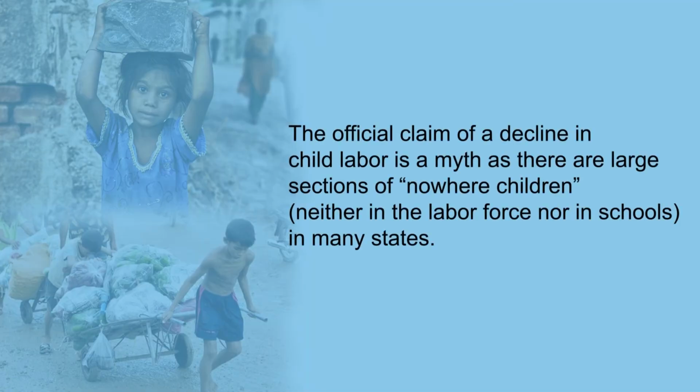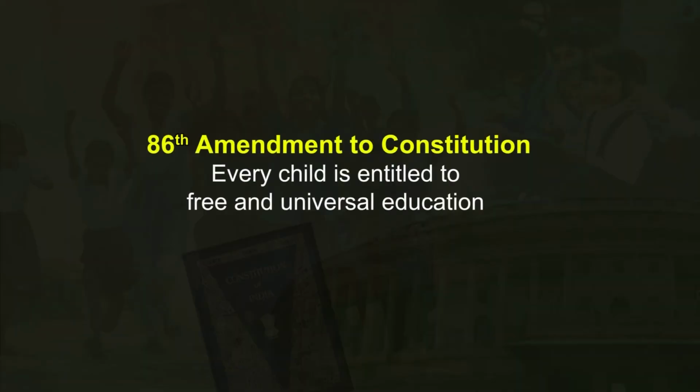On child labour, it is argued that the official claim of a decline in child labour is a myth, as there are large sections of nowhere children, neither in the labour force nor in the schools. In many states, it is also emphasized that there should not be a distinction between hazardous and non-hazardous activities regarding child labour. The bottom line is that, in keeping with the child rights perspective and the 86th Amendment to the Constitution, every child is entitled to free and universal education.